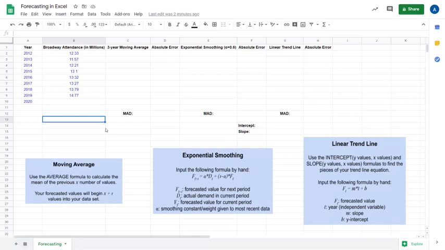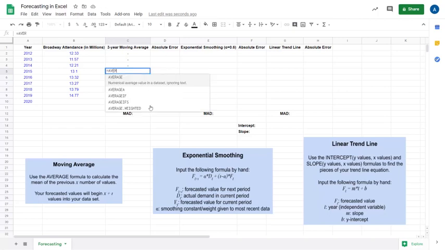We generally like the moving average for stable data sets anyway. And so, for instance, with our Broadway attendance, it's pretty stable across the board. Obviously not for 2020, but this would be a nice way of forecasting for this particular data set. So I can't really find it for the first 3 years because I don't have enough data previously to find an average. But once I get to 2015, I have 3 years before it that I can use to forecast this year. So I'm just going to use the average function and take the 3 previous years and hit enter.